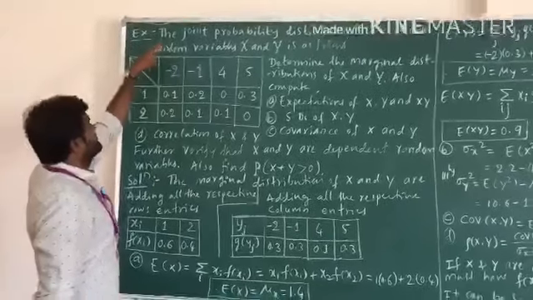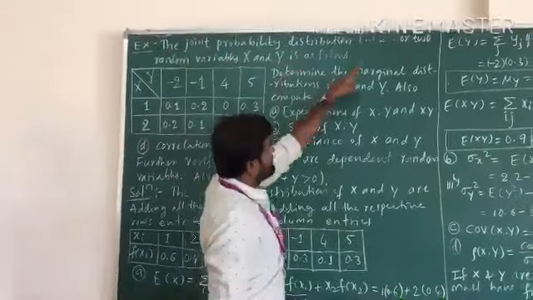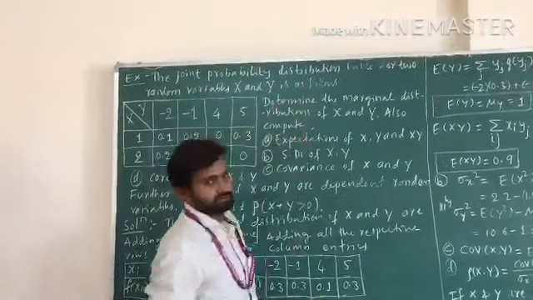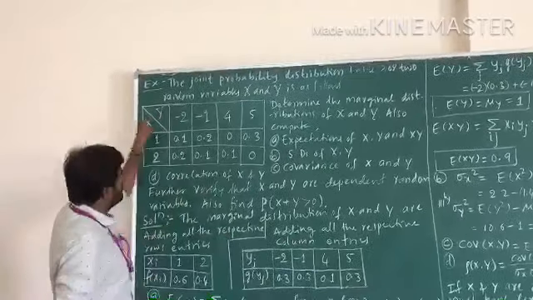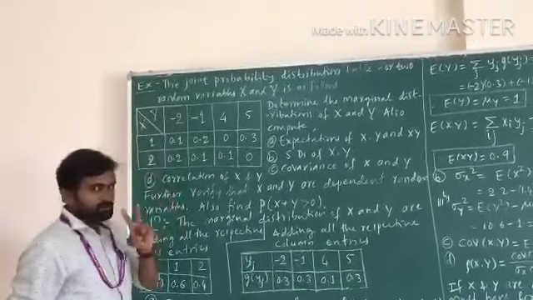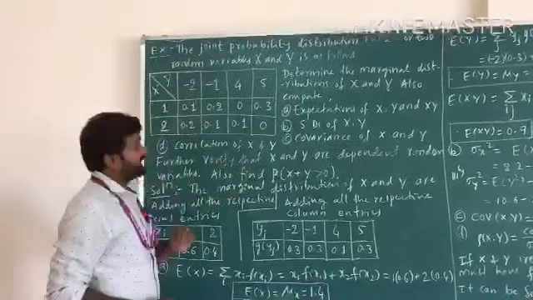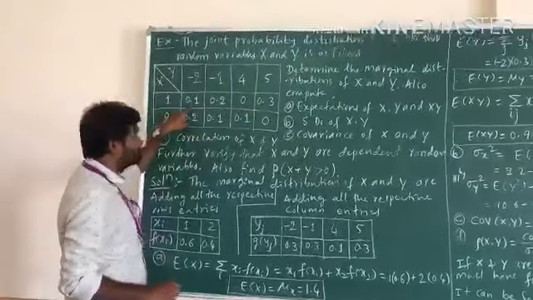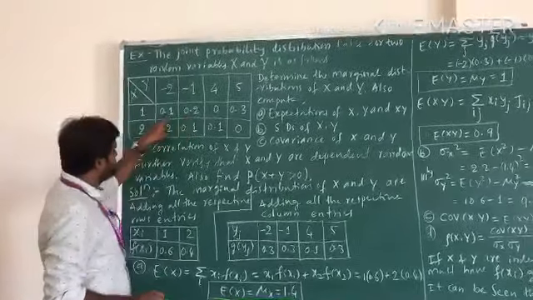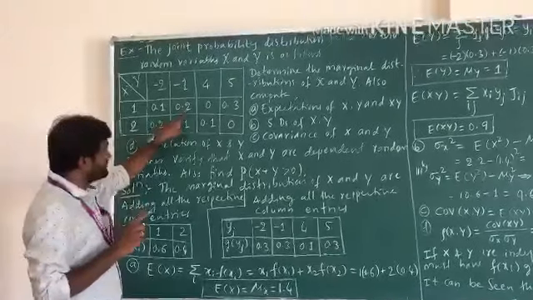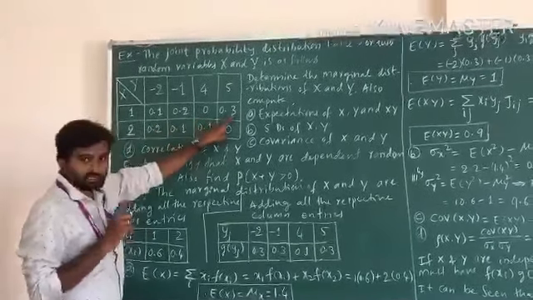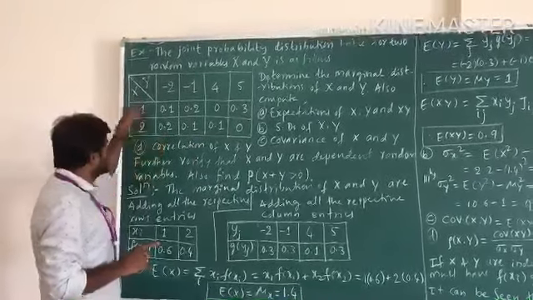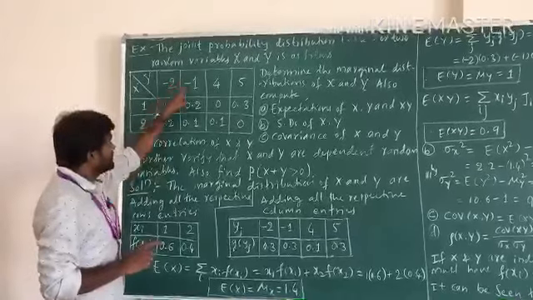The statement is: the joint probability distribution table for two random variables x and y is as follows. Here we have x, then y. x has two values, y has four values. And also we have the joint probabilities, 0.1, 0.2, nothing but J11, J12, J13 and J14. So the joint probability J_ij, i equal to 1, j equal to 1, 2, 3, like this.